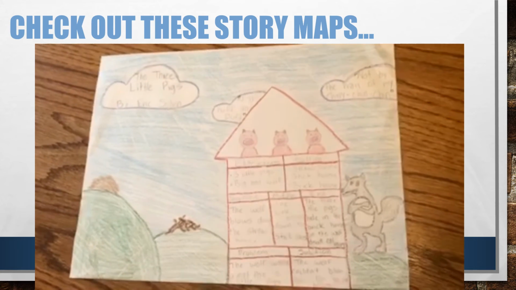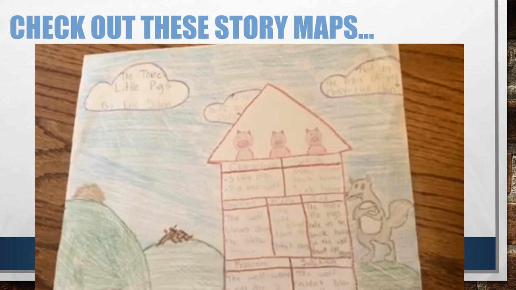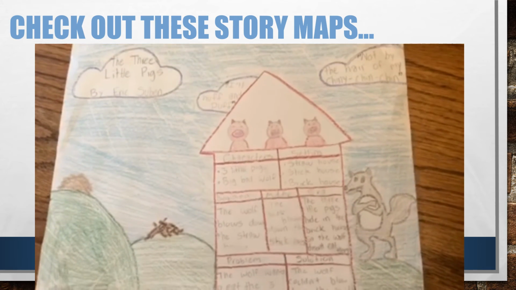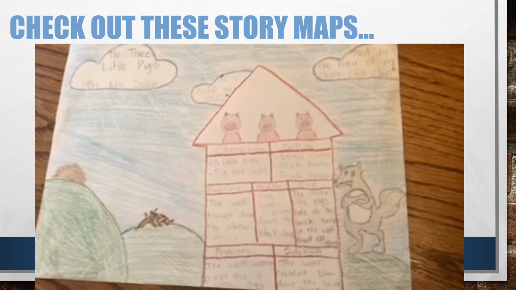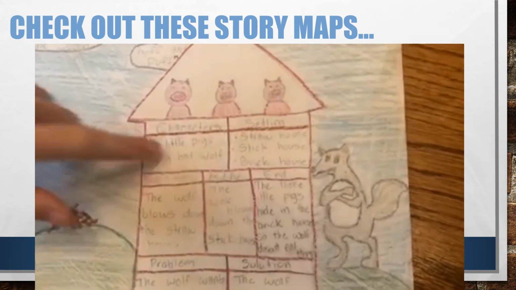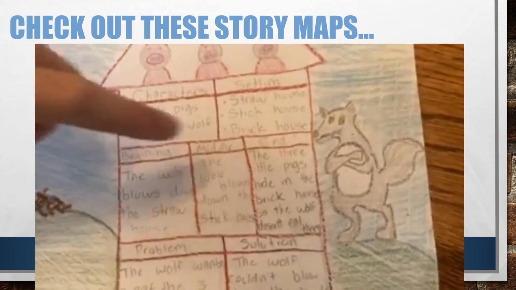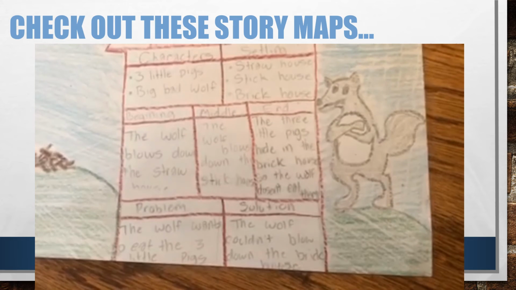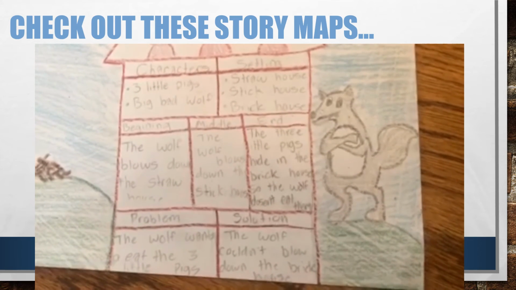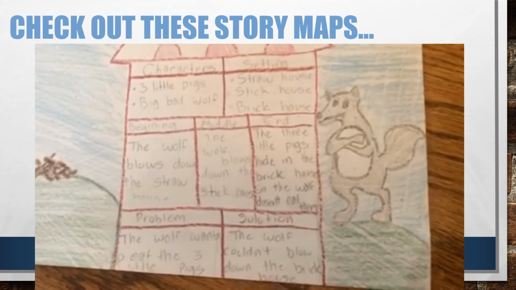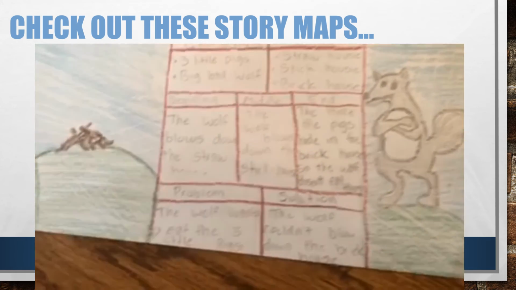Riley, I see you made a story map. What story did you use? I used The Three Little Pigs by Eric Subin. It's so creative. What did you include on your story map? I included characters, setting, beginning, middle, end, problem, and solution. What were the problem and solution of this story? The problem was the wolf wants to eat the 3 little pigs, and the solution is the wolf couldn't blow down the brick house.